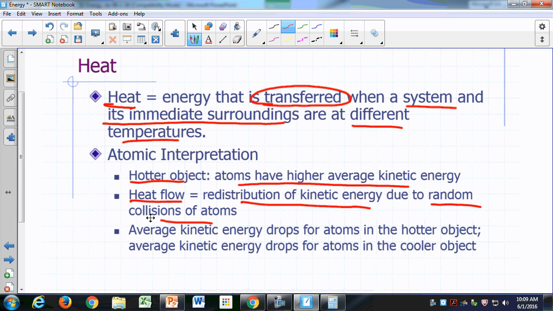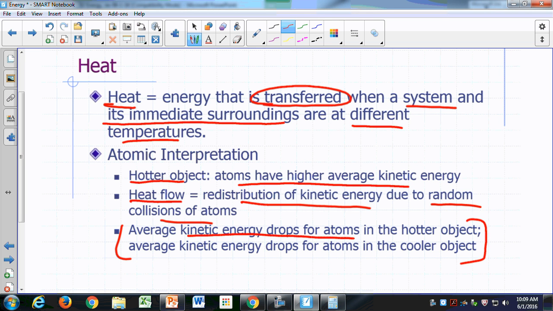So all these atoms in your sample and in your immediate surroundings, they are all moving. They all have kinetic energy. So the hotter atoms simply have higher kinetic energy on average. Okay, higher average kinetic energy. The atoms in the colder system would have lower kinetic energies. Because of random collisions, energy gets transferred. Okay? So this is what happens when heat flows.